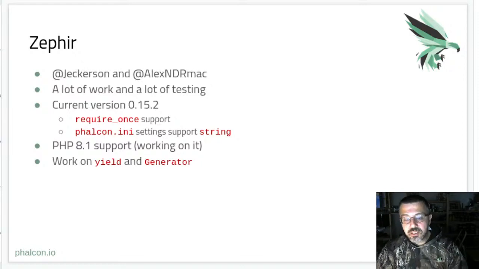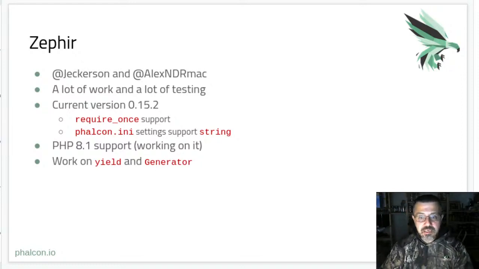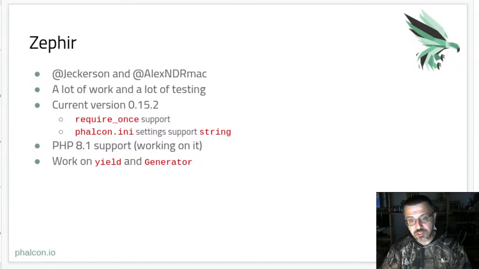Also in falcon.ini, in the ini settings, we now support strings. It used to be just hashes and booleans. So it was brought to our attention that one of the settings was not actually showing when you did phpinfo. So we fixed that, and now we can actually put more settings there if we need to.